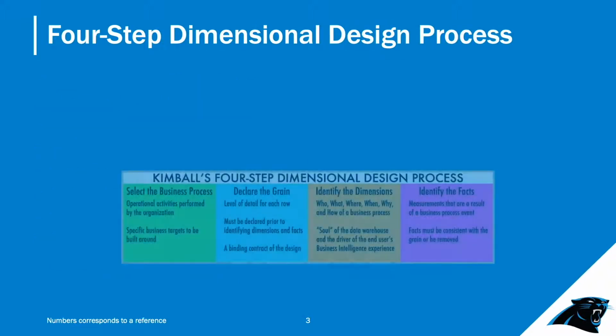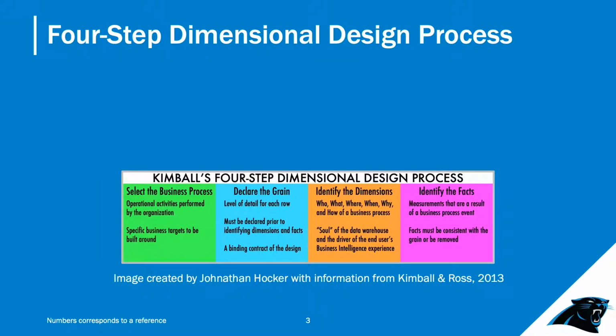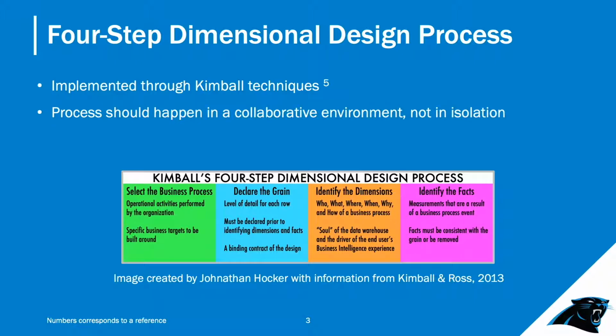Dimensional design will be implemented through the use of Kimball techniques, which are accepted as best practices in the industry. When going through the process, it is very important that collaboration is emphasized. These models should not be designed in isolation, and business representatives should be present during these frequent collaborative meetings. There are 4 steps or decisions to be made from the dimensional model design. These steps are shown on the visual on the slide with a short description of each part. They are: select the business process, declare the grain, identify the dimensions, and identify the facts.